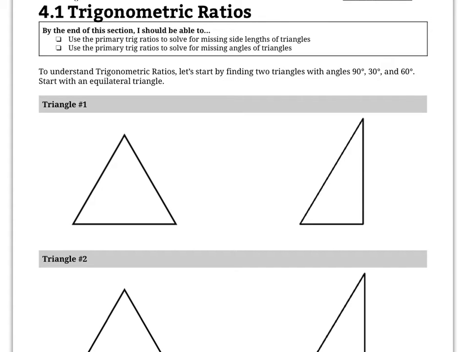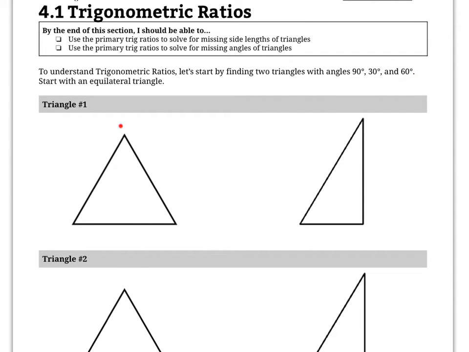In this lesson, we're going to get an introduction of what primary trigonometric ratios are and how we can use them to find missing side lengths in triangles and missing angles in triangles. So to understand trigonometric ratios, let's start by finding two triangles with angles 90, 30, and 60.